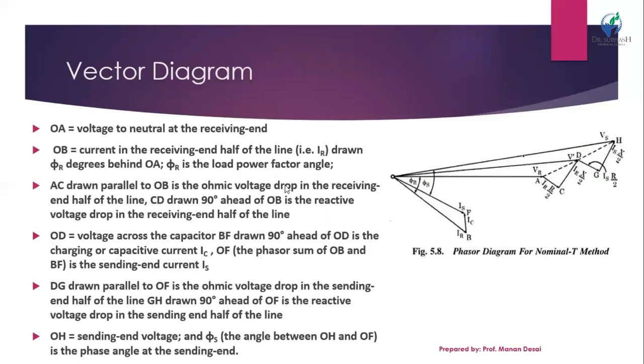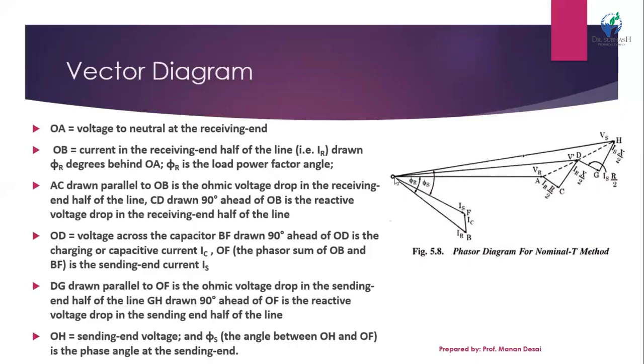Now the vector diagram. From the beginning, the reference phasor is OA. So what is OA? OA is the voltage to neutral at the receiving end. It is VR.